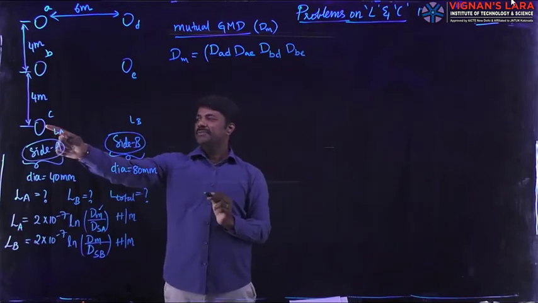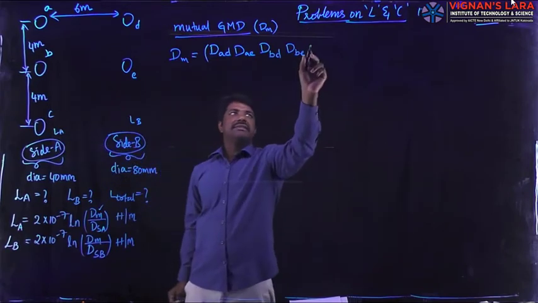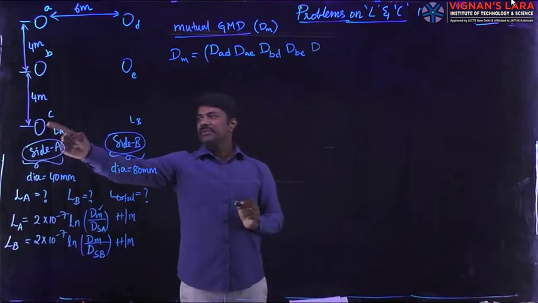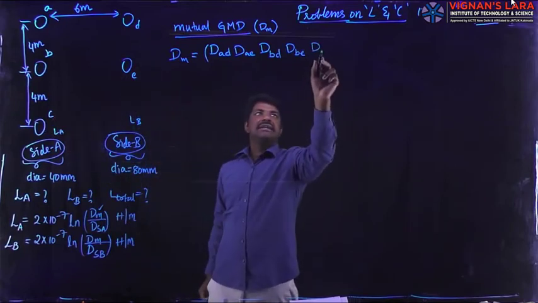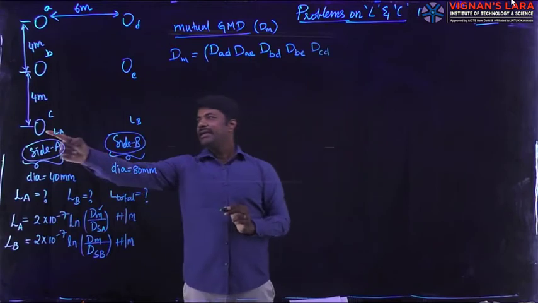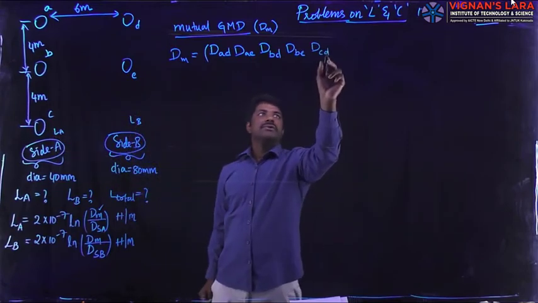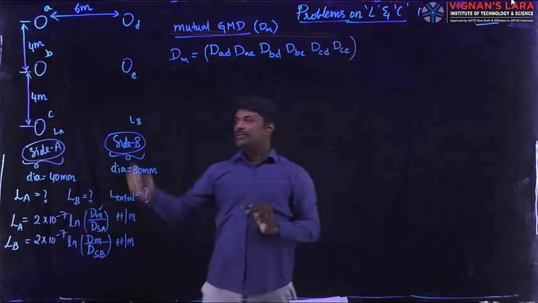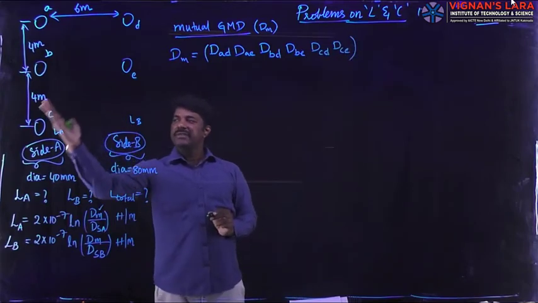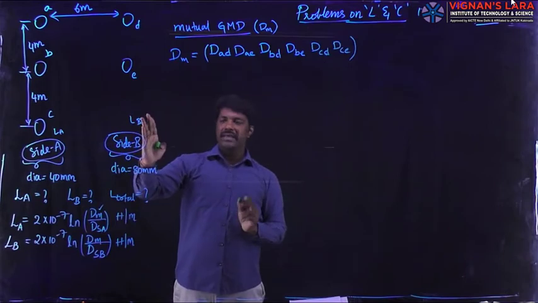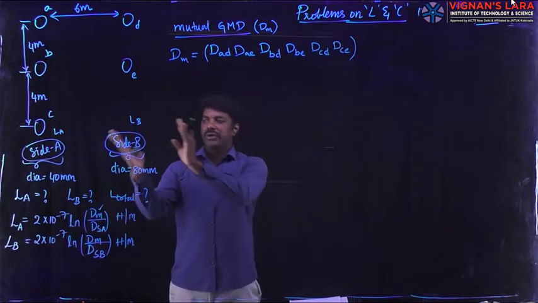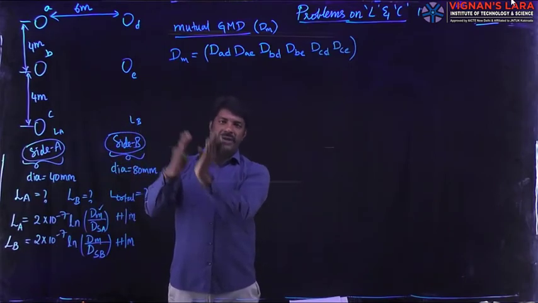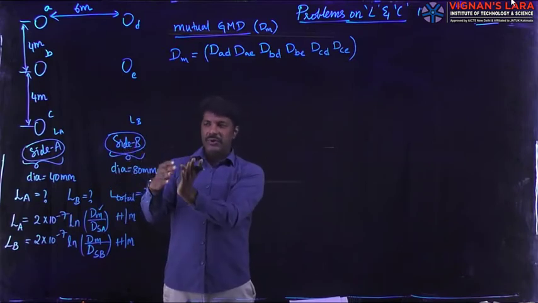And next, with respect to conductor C, what are the possible distances? With respect to conductor C, the distances are CD and CE. All possible distances are identified from side A to side B. You may ask me a question, why are you observing only from side A to side B? Why not from B to A? Yes, that also you can identify.